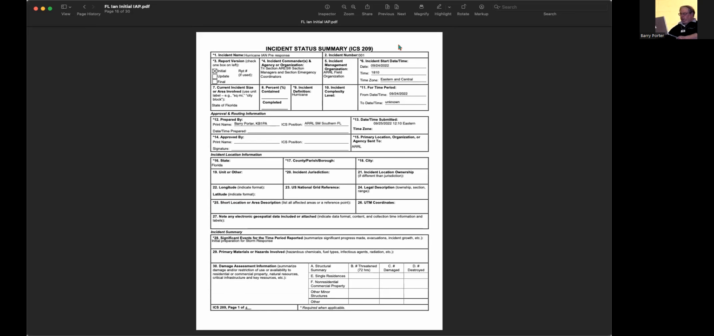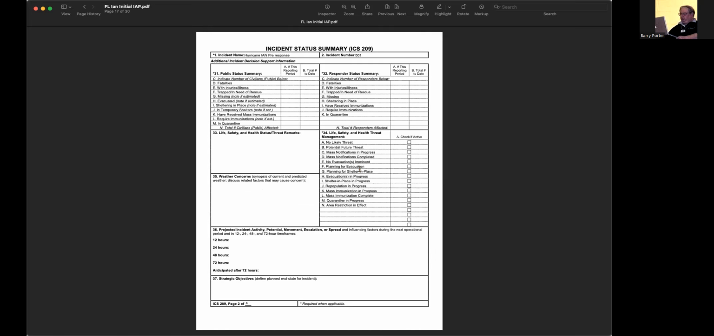This is also an important part. This is essentially the SITREP, the ICS 209. This is the initial one, and it was the tri-section area managers and the section emergency coordinators that were the commanders, and it was part of the ARL field organization. Basically, you go through this one by one and answer all of the questions, and this way you have a summary of your incident.